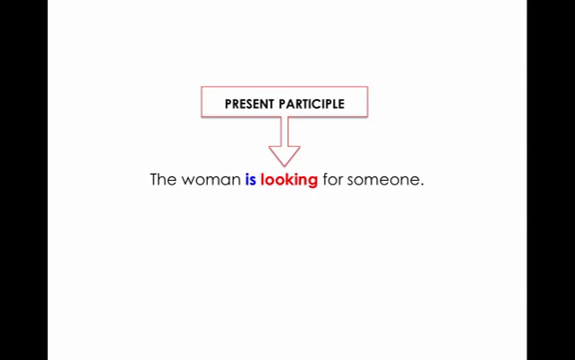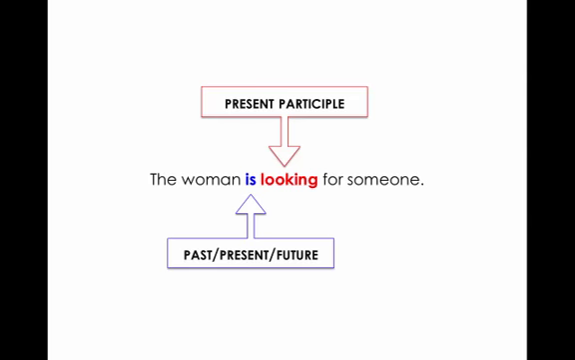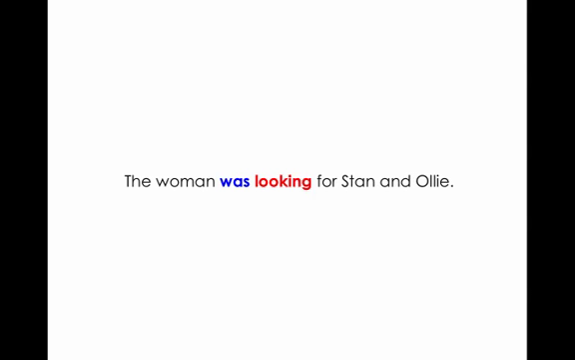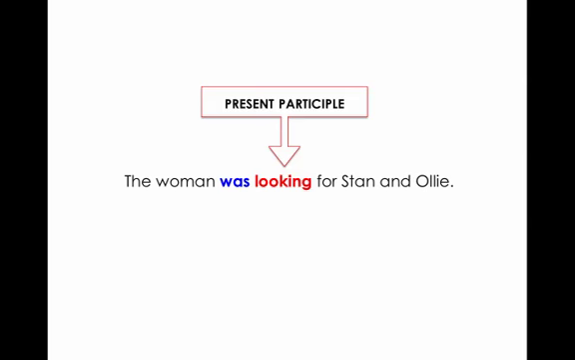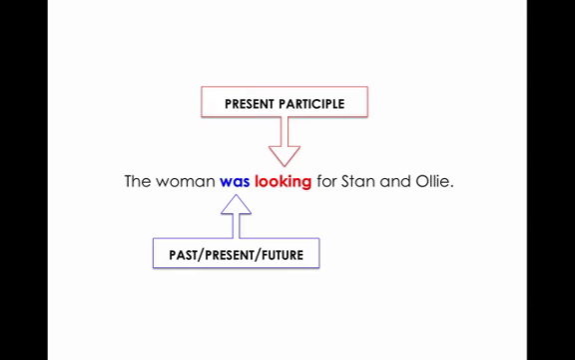What am I talking about? The present participle. And the is shows that we're talking about the present. Now there's a confusing thing here just in the terminology of grammar, because the present participle doesn't mean that the sentence is about the present. That's just what we call this form of the verb. Now if we go on to the next one, the woman was looking for Stan and Ollie. Before it was the woman is looking, now it's the woman was looking. This is still called the present participle, but notice that was shows that we're talking about the past.